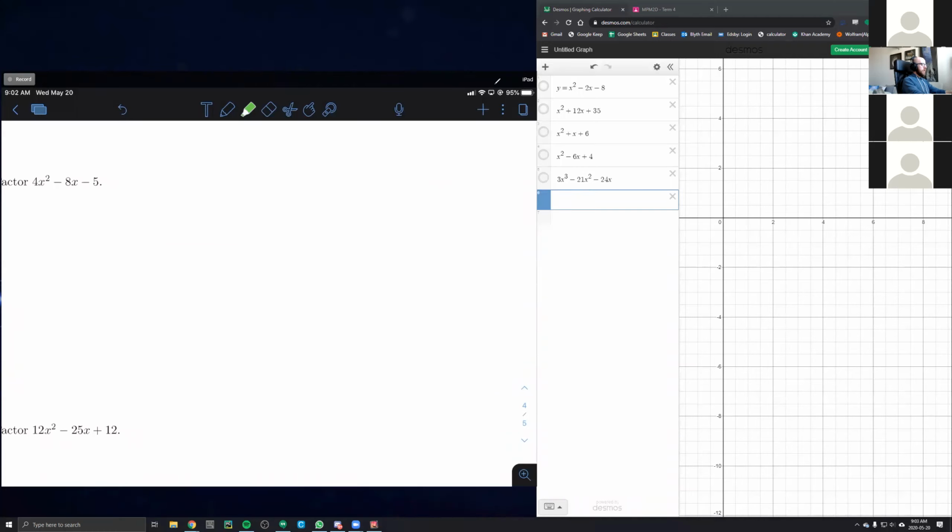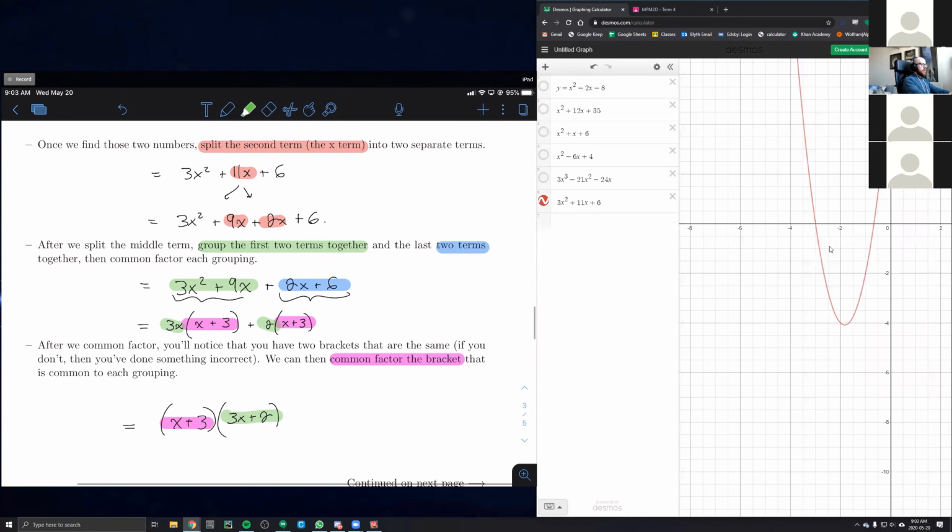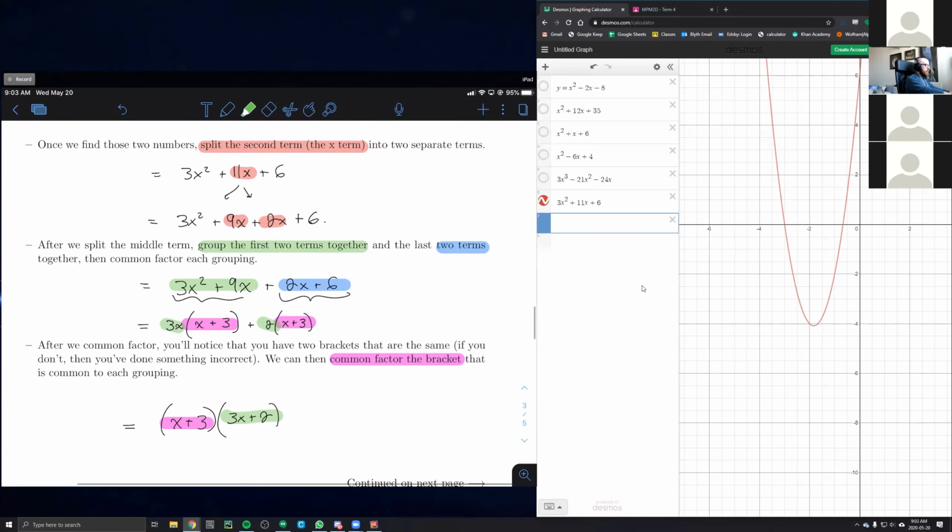Okay, so let's see if we're right. So we have 3x squared plus 11x plus 6. And let's type in our factored form, so x plus 3 and 3x plus 2. And we see that we get the exact same graph, right? They perfectly overlap each other. And so we can tell that we've done a good job here, right?